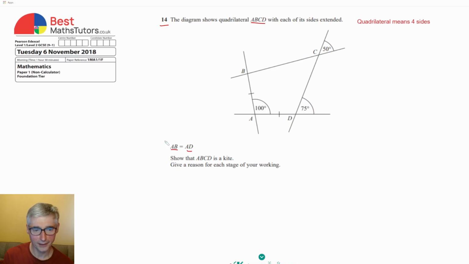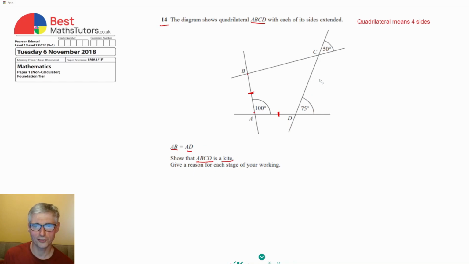So that's talking about the length of AB, which is this one from A here to B, which we're showing by this, is equal to the length of A to D. So if we put a little line on like that, that means they're equal. And we've got to show that ABCD is a kite.